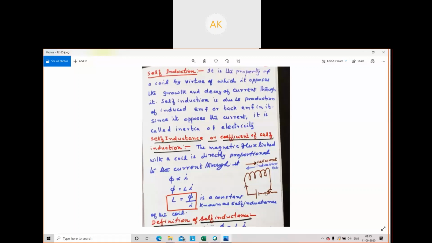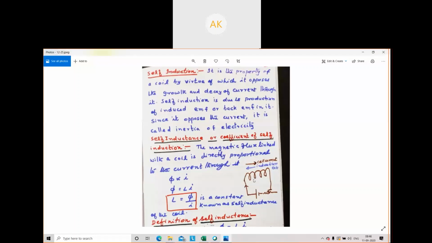Actually, 3 ampere current was flowing. When we switch off, what happened? Current decreases from 3 ampere to 0. During the decrease of current, the flux linked with the coil decreases. That decrease also is opposed by inducing an EMF in the coil, and it will send a current in it. Understand? That will oppose the decay of current.